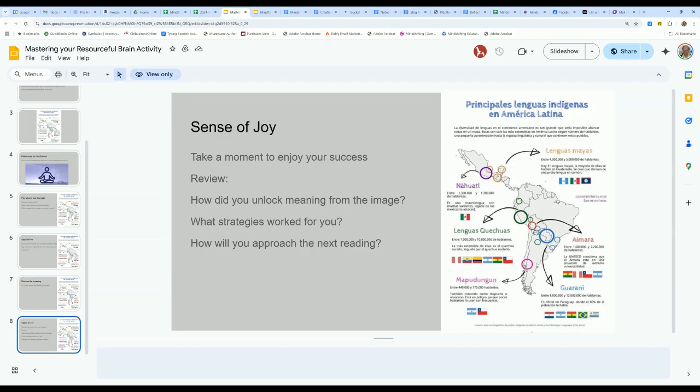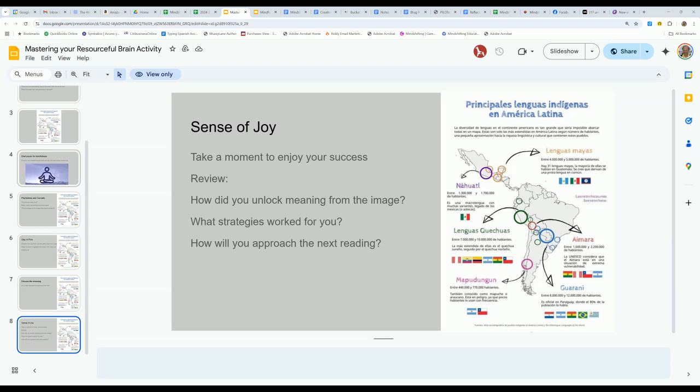I try to work readings in several times a week. So it's going to come again. So what worked this time? Can you use it next time? This one has a lot of imagery. The next one might just be more text based. So how are you going to approach that? And then that kind of wraps up what I put in there for the lesson.